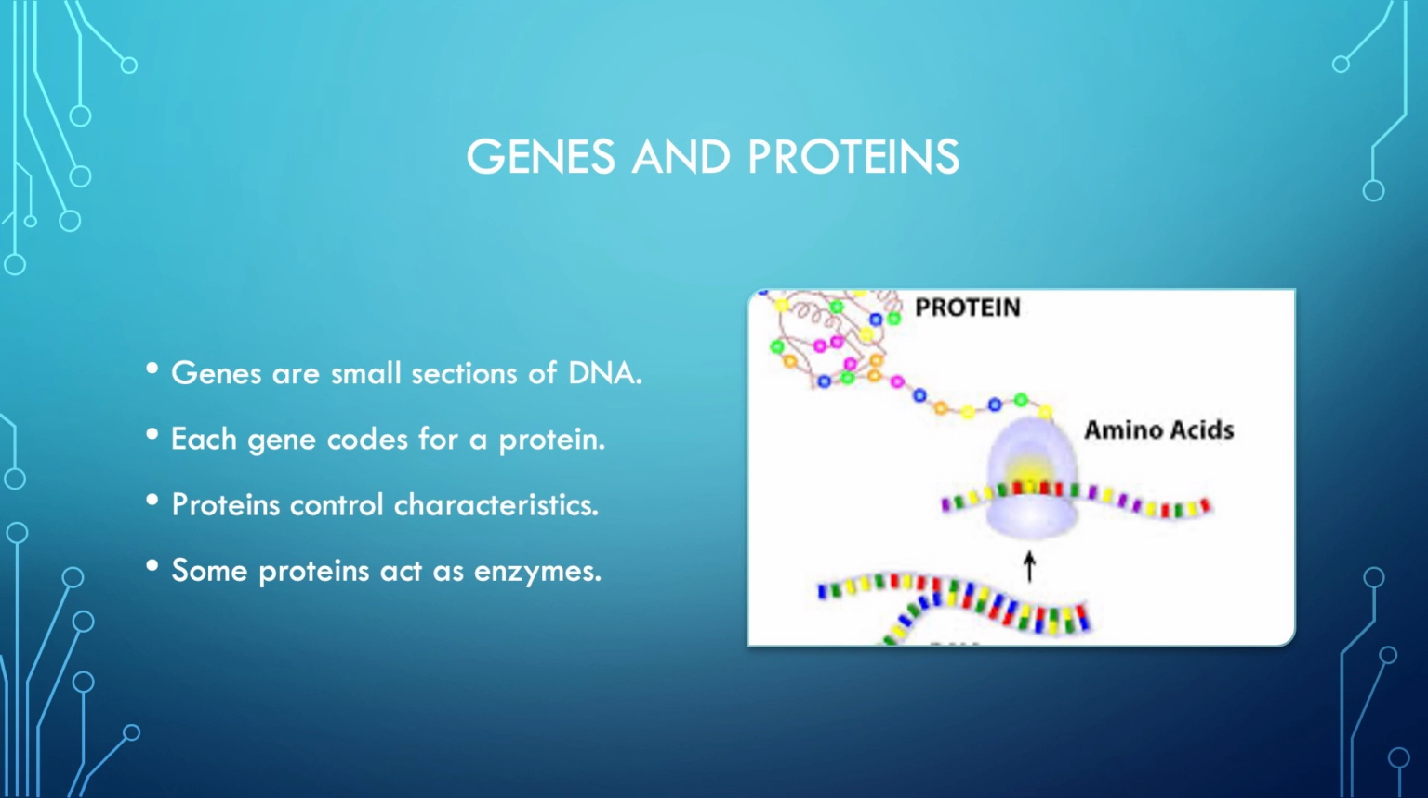Small sections of DNA are called genes. Each gene codes for a specific protein, and proteins are responsible for controlling characteristics such as eye color, hair type, and blood group. Proteins also control important chemical reactions in cells by acting as enzymes.